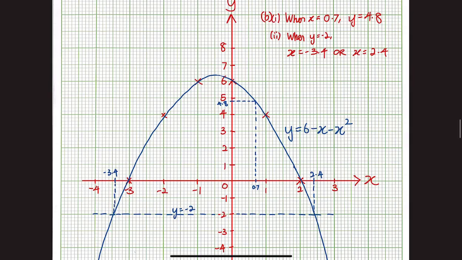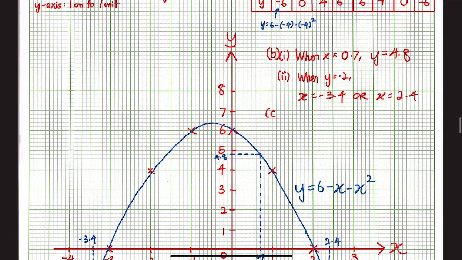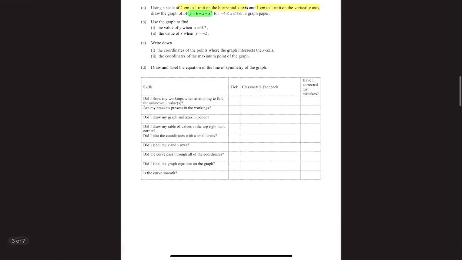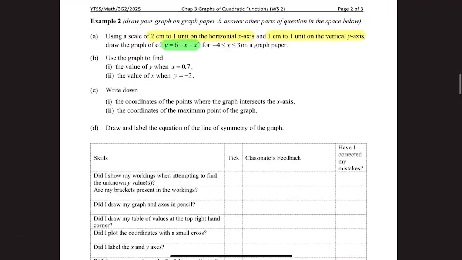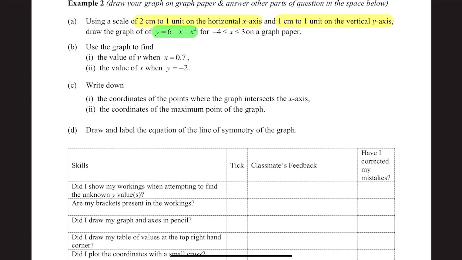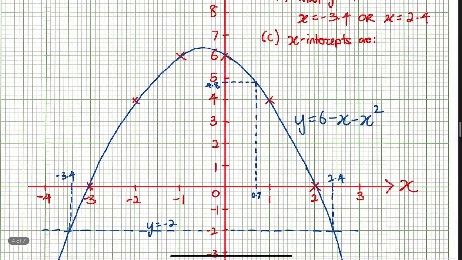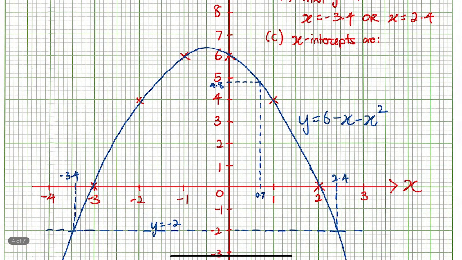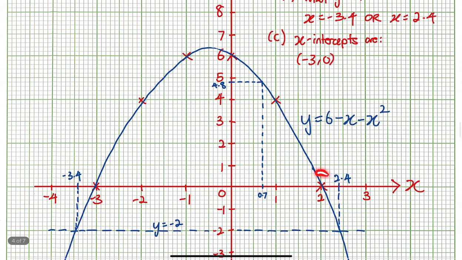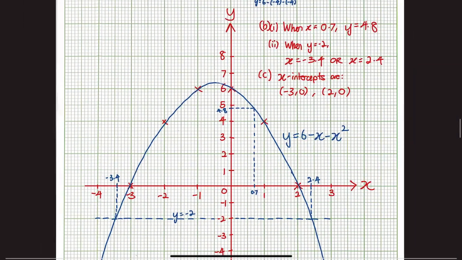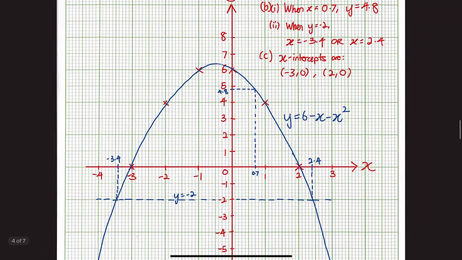So therefore, for part C over here, I can write out the answer. Write down the coordinates of the points whereby the graph intersects the x-axis. So therefore, I can write, x-intercepts are, first point, we look at the left one over here. This point here, negative 3, 0. Second point, this point over here, it's 2, 0. Okay, these are the x-intercepts of the graph.